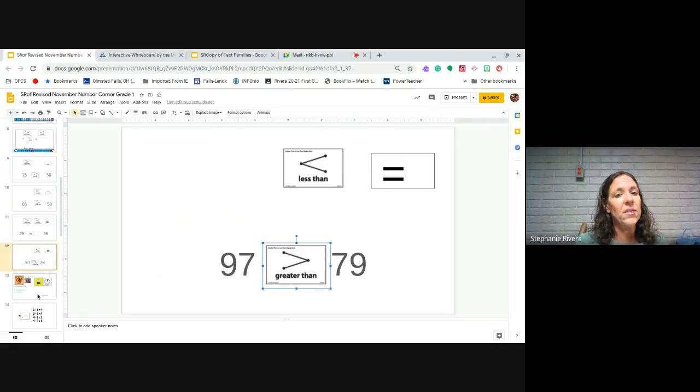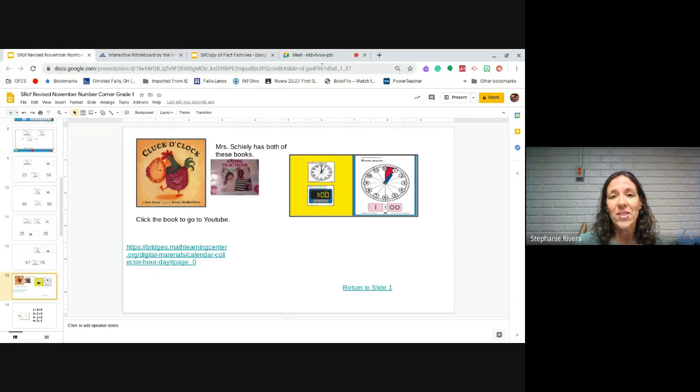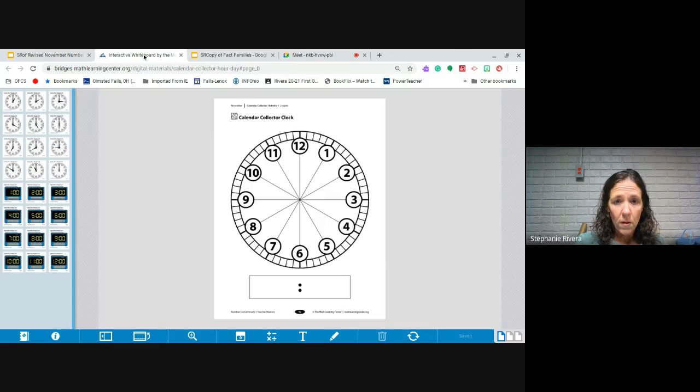Okay, next on our list that we talked about in the month of November was time. We did a lot of things with time. And we're going to take a look at our clock here. That short hand is the hour hand. That long hand is the minute hand. So let's take a look at a couple clocks here.